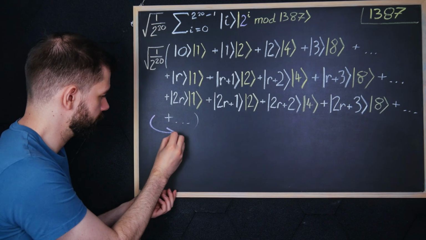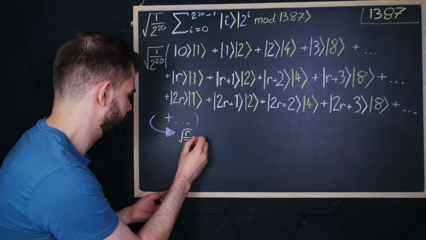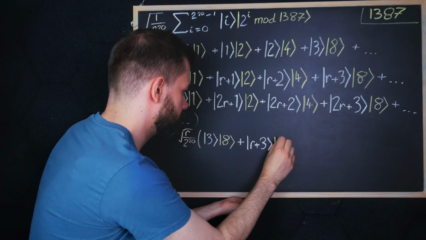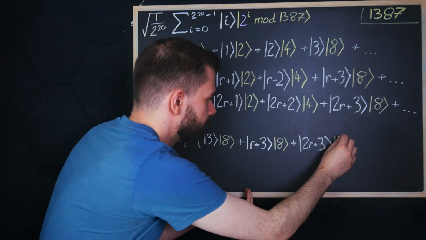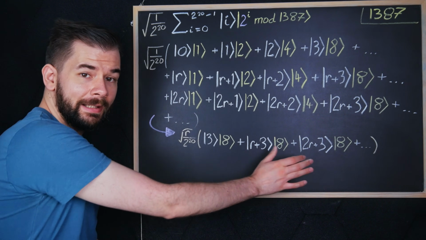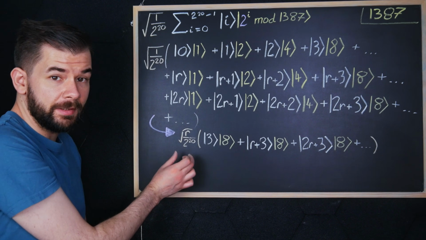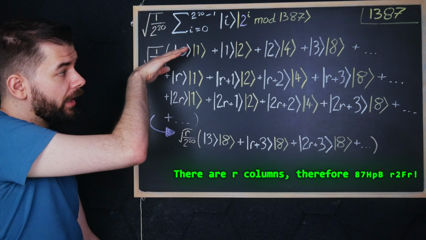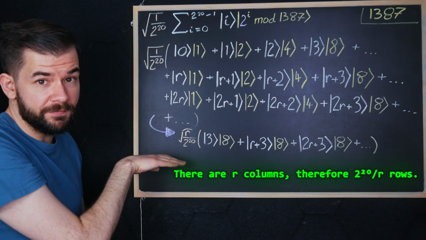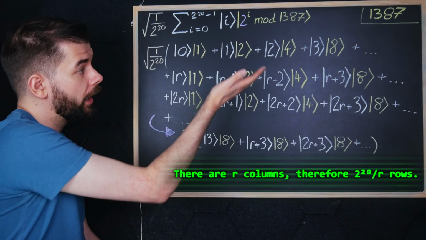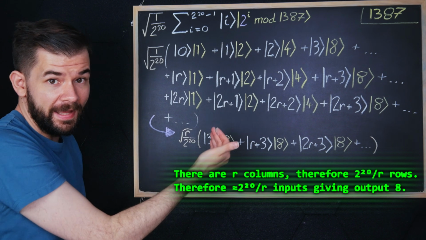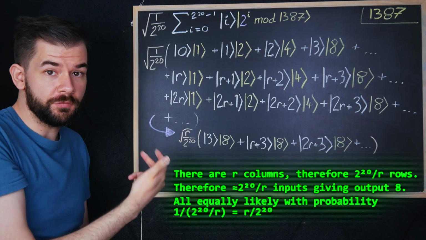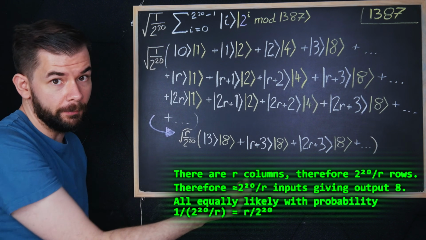Well, now our superposition collapses into this, because without looking, we know our input qubits must be set to either 3, r plus 3, 2r plus 3, and so on. Now these are all equally likely with this probability because this whole sum has 2 to the power of 20 entries, and there are r rows, which means there's 2 to the 20 over r options for the inputs that give 8 as an output, and so 1 over that, i.e. r over 2 to the power 20 is the probability of each one being measured.